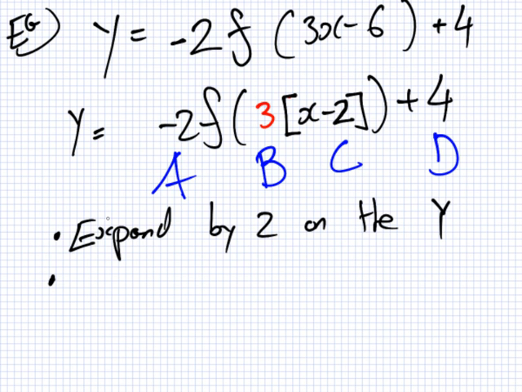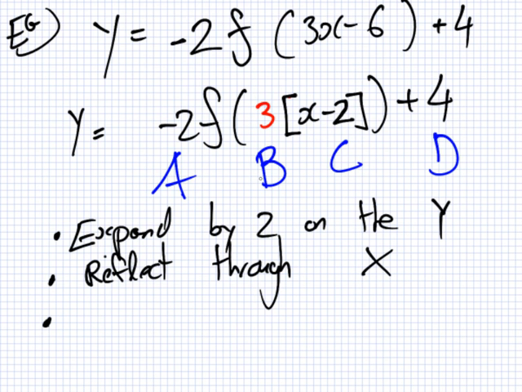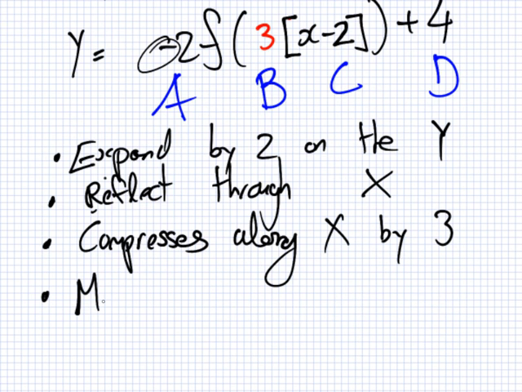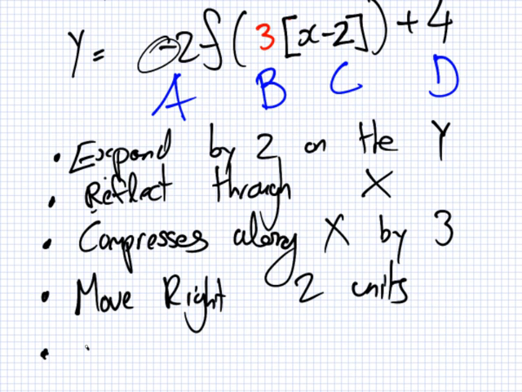So, this one, what's the verb? We say reflect. Reflect in the x-axis. The minus here. The 3 here compresses along x by 3 units. The minus 2, you move right 2 units. And lastly, the 4, translate, move up 4 units.